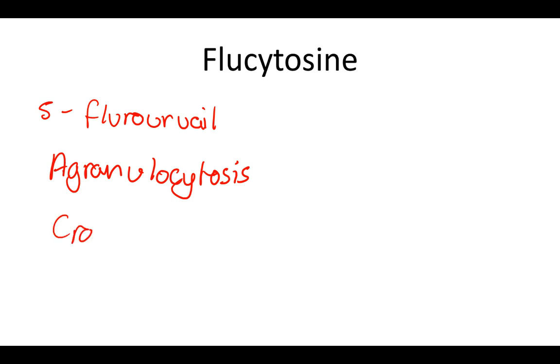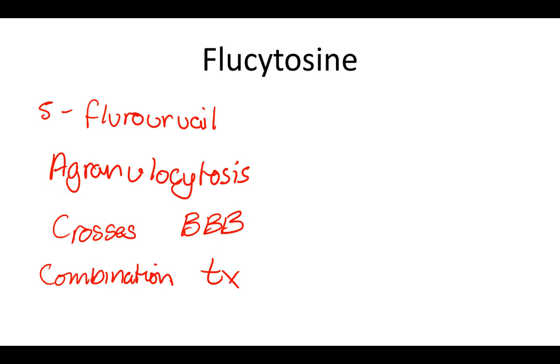It crosses the blood-brain barrier particularly well. So often in cryptococcal meningitis it's the treatment of choice, but you always tend to use it in combination because it's quite easy for a fungus to become resistant to flucytosine. So you normally combine it with amphotericin in cryptococcal meningitis, and that reduces the amount of resistance there.